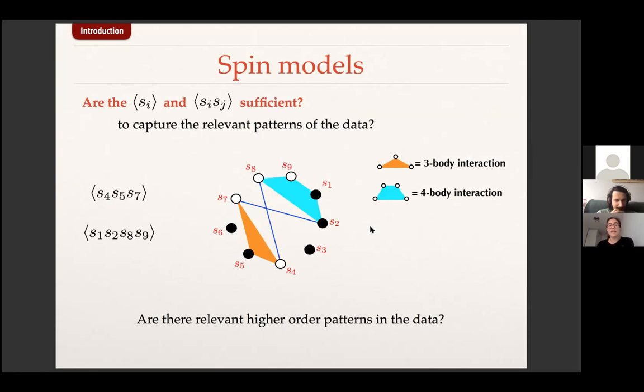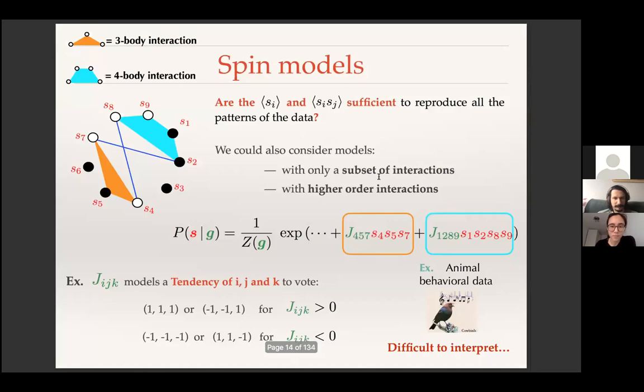Okay, the second question I can ask is, are the local magnetization and the local correlation sufficient to capture all the relevant patterns of the data? So what I'm asking here is, are there relevant higher order patterns in that data set? So for example, here, I could imagine having a model with a 3-body interaction, or with a 4-body interaction, or whatsoever, any order of interaction. And so this can be generalized in terms of spin models. And it's quite easy. You can add terms in your Hamiltonian here, which will have this form.